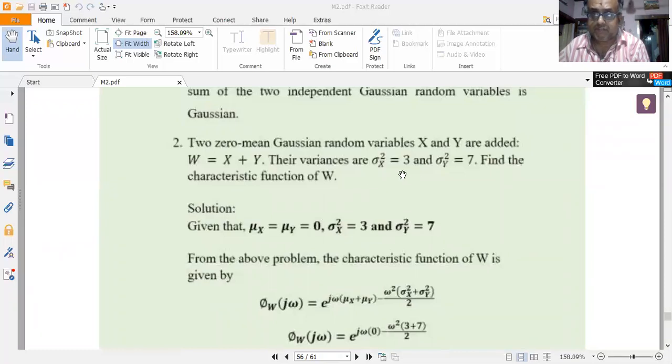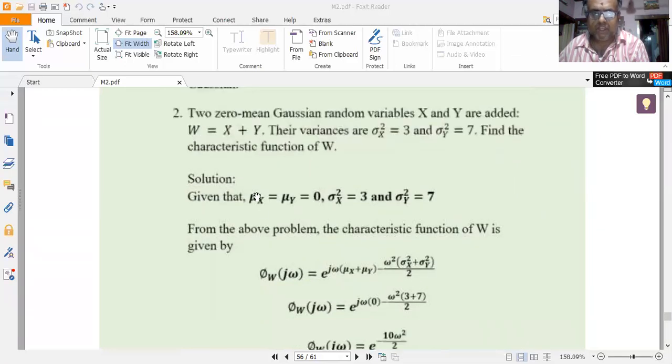Here the variances are different. Their variances are given by sigma x squared is equal to 3 and sigma y squared is equal to 7. So I should find the characteristic function of w. It's quite a simple problem. Now, two zero mean Gaussian random variables means mu x is equal to 0, mu y is equal to 0, sigma x squared is equal to 3, sigma y squared is equal to 7. These two are the variances of x and y respectively.